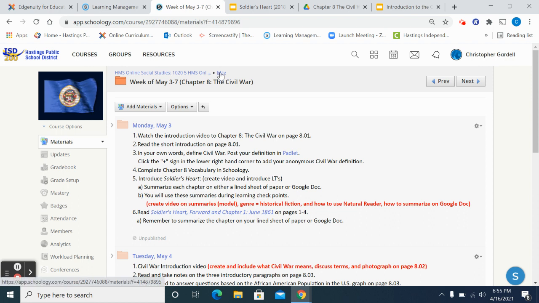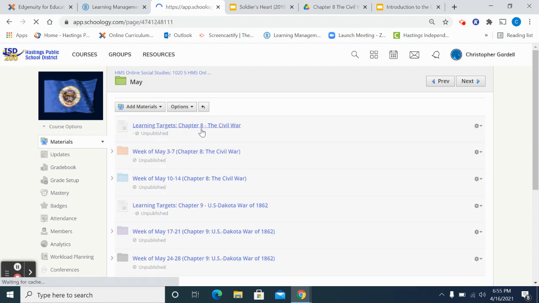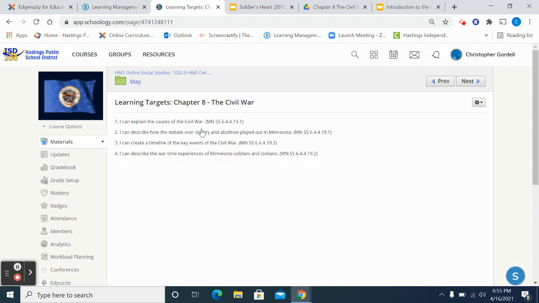Before we start talking specifically about what you're going to do today, I want to go back and take a look real quick at our learning targets. Our learning targets, remember, just let us know what we're going to learn. And we are going to spend the next 2 weeks on the Civil War. So here are 4 main areas of learning that will take place over the next couple of weeks.